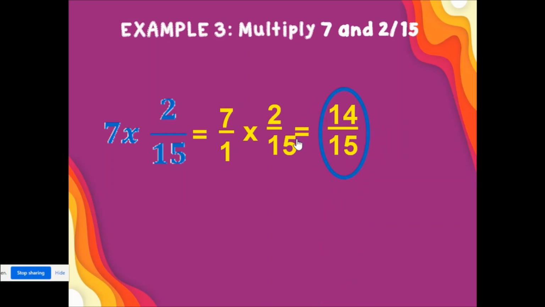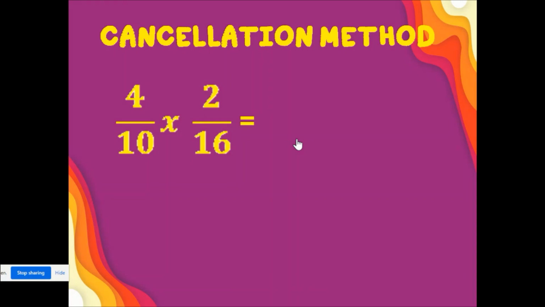Now, there is a short method in multiplying fractions. We have this cancellation method or the cross cancellation. First, look at their cross numerator and denominator. So we have 4 and 16. And then, think of a number that is a factor of both 4 and 16. Okay, very good. So we have 4.